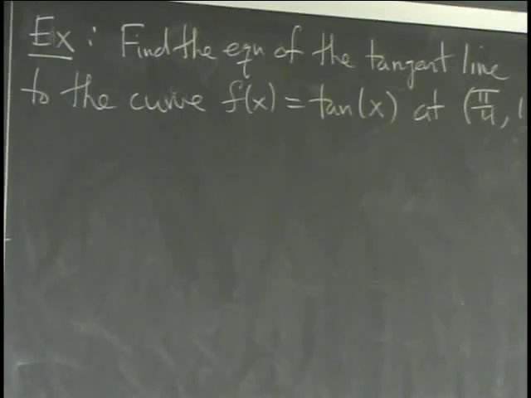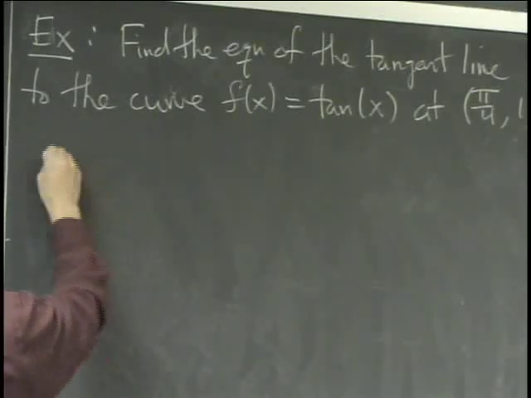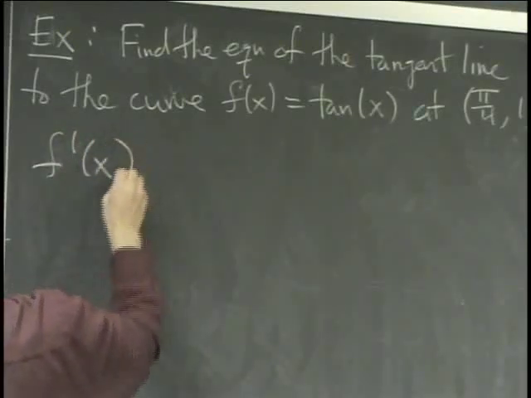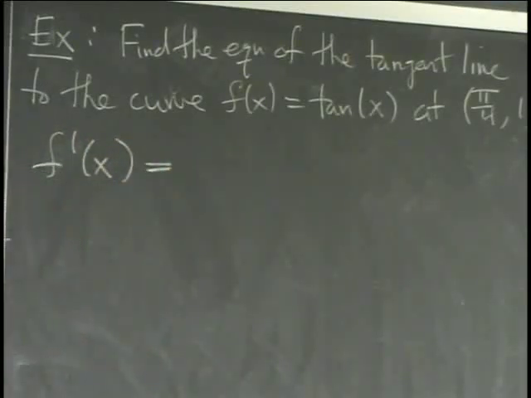All right. As Stephanie said, the slope of a tangent line to a curve is just the derivative at that point. Okay? So we just need to compute the derivative, evaluate it at the point pi over 4, and boom, we know the slope of the tangent line. It's that easy. Derivative is the slope of the tangent line to a curve. Let's write it with our prime notation. F prime of x, the derivative of tangent is secant squared.